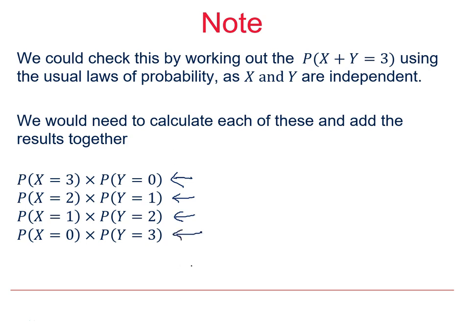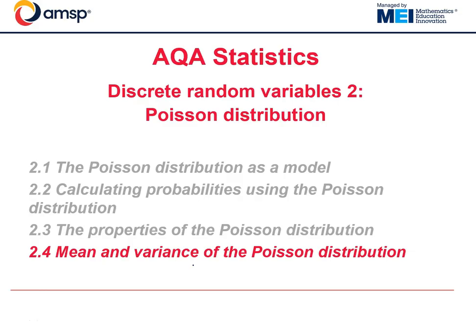And you could calculate each of those and add them together and just check that the answer we got by changing and scaling our value of lambda actually does give you the same answer as going through all the possible outcomes. And that concludes this video.